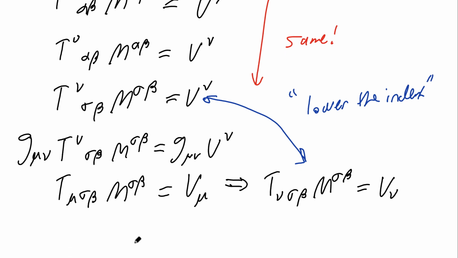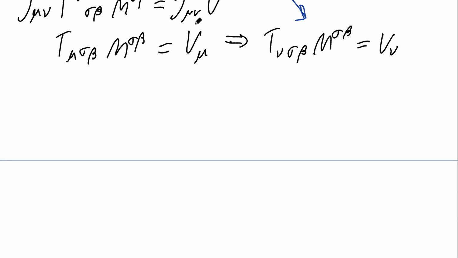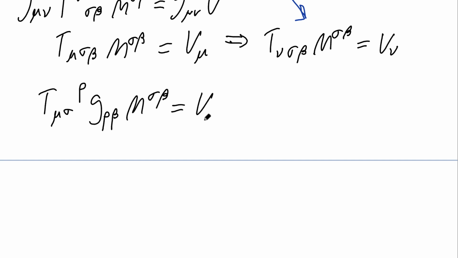Another thing we can do is the following. Let's look at this version of the equation, and let's write T mu sigma beta as T mu sigma, I don't know, say rho G rho beta. So here I'm using G to lower the index on rho and turn it into a beta. And this is multiplied by M sigma beta equals V mu. So now we can use this G to lower this index beta and turn it into a rho. So we can write this as T mu sigma rho M sigma rho equals V mu.